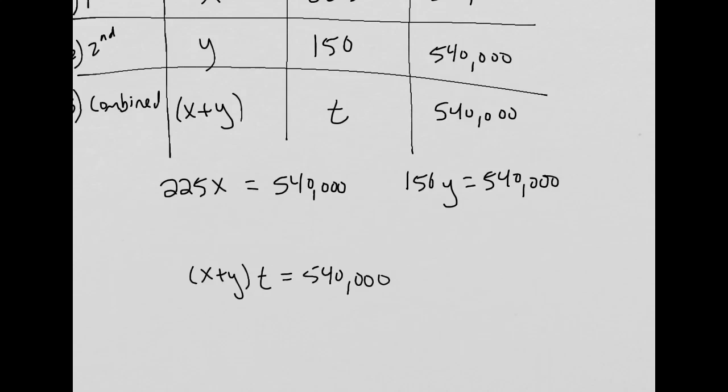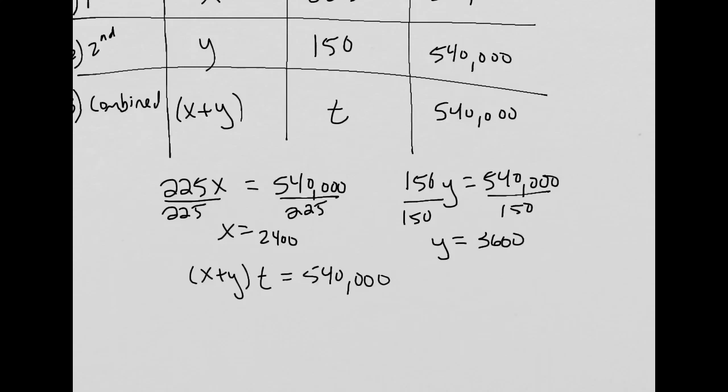So if we solve the first one for x, divide both sides by 225, and that gives us 2,400 for x. Second one, divide both sides by 150, and that gives us 3,600 for y. Then we can take our x and our y and plug those in down here. So that gives us 2,400 plus 3,600 times t equals 540,000.